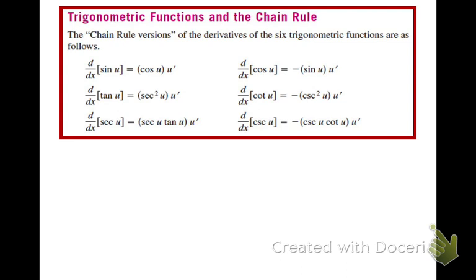Okay, remember u is the inside function. So if we have sine of u, meaning 6x, anything other than just x, it is the derivative of sine, which is what? Cosine times the derivative of the inside. It is the same exact rule, guys. Because on cosine, the derivative of cosine is negative sine, and then the derivative of what's inside. So those are your trig rules.